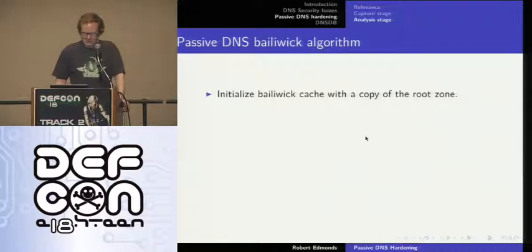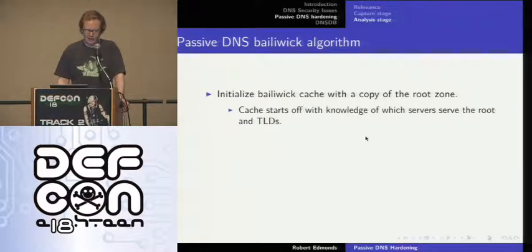So here's how the algorithm works. First, we allocate a whole bunch of memory that will be used to cache the name server and address records after they've been verified by the algorithm. And we call this cache the bailiwick cache. And we initialize this cache using the entire root zone, which will give our algorithm knowledge of where the root and TLD name servers are, and thus it will know the bailiwicks of all the root and TLDs.